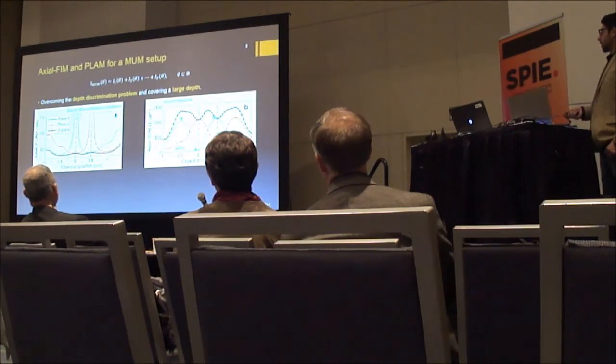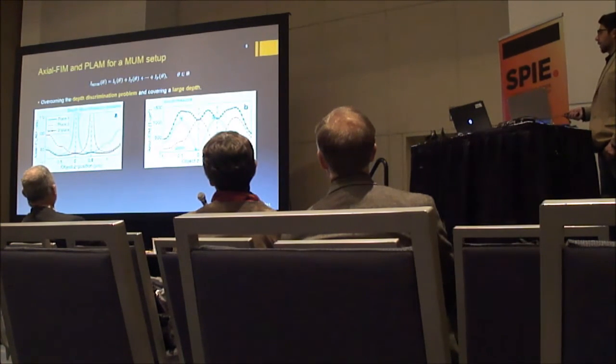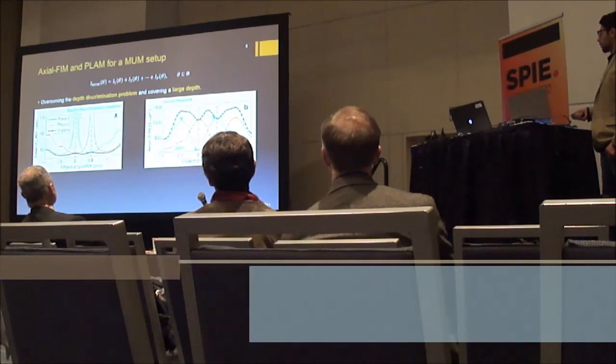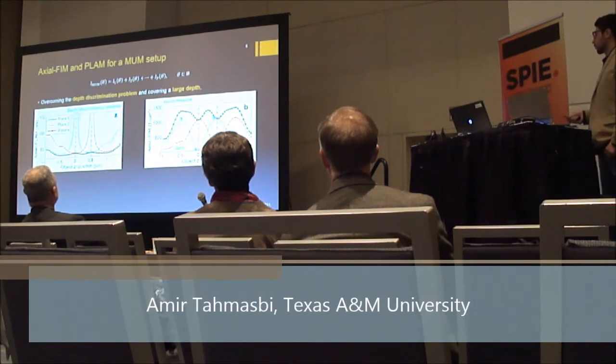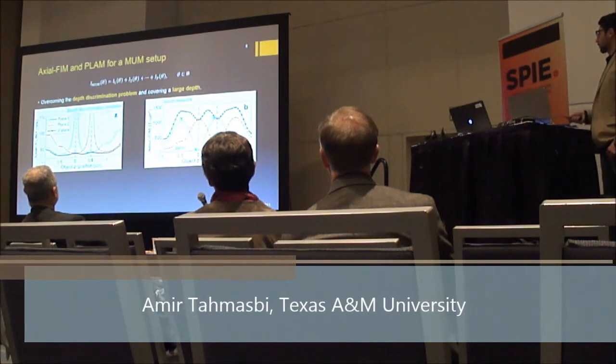And the reason this happens can be explained using panel B, which is the axial FIM versus the object Z position. This FIM is inversely related to the PLAM. So a small value for the FIM corresponds to a large value for the PLAM. Now, if you look at the blue curve, for example, this is one of the focal planes. It has a local maximum here and here. It has a 0 at the focal plane, and it has shoulders here, and this one that we cannot see. So this 0 means we have 0 information at the focal plane, which translates to that depth discrimination problem.